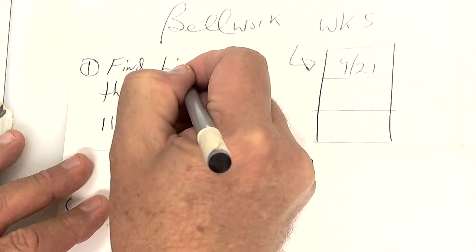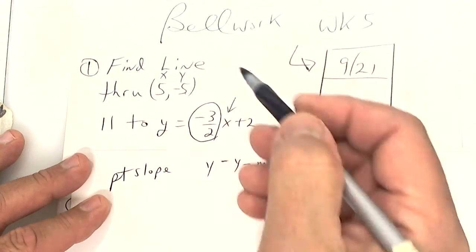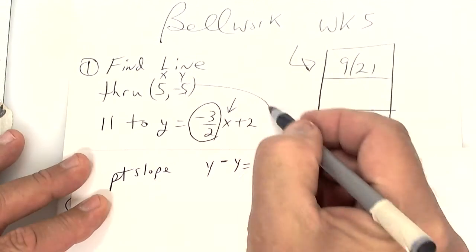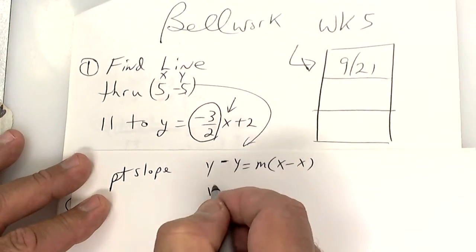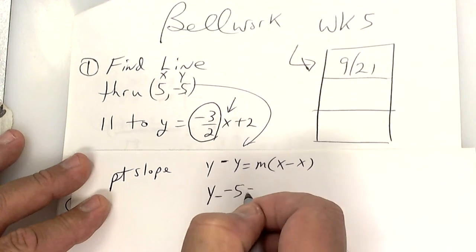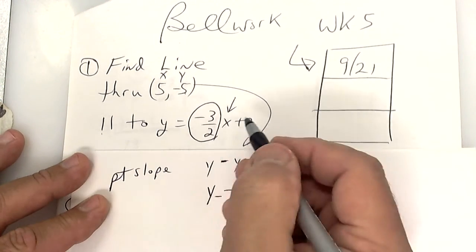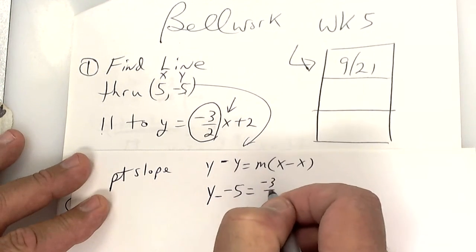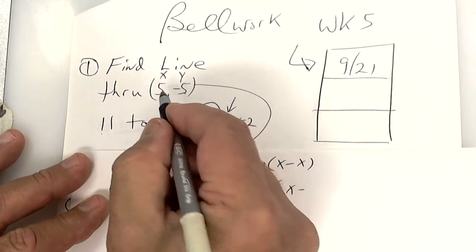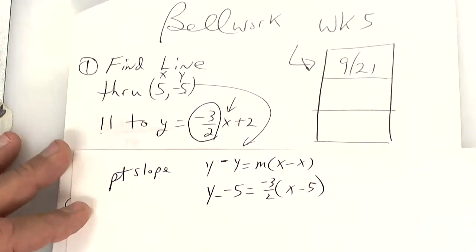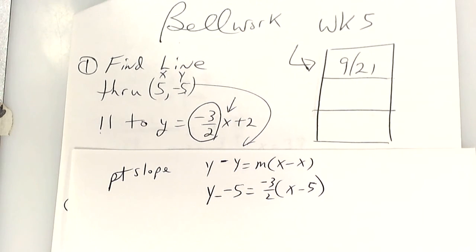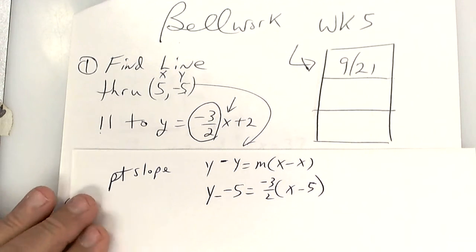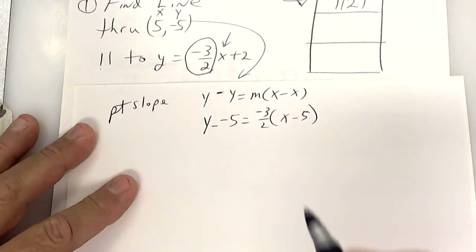Put x and y. Now this is a negative and this is a negative, so that's going to be a double negative. Make sure you put it as y minus a negative 5. Be careful with that. We want parallel, so you want to use the same slope. So negative 3 over 2, and then x minus my x, which is 5. Okay? So if they don't tell you which way to do it, you're done. That's point slope. But on the worksheet, they want you to get y by itself. So we got to go further. So watch and pay attention, okay?